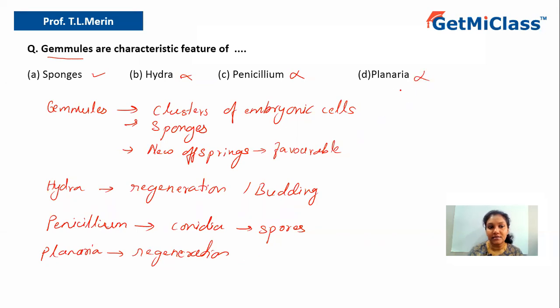So what is the correct answer according to the question? The question says gemmules are the characteristic features of, it should be sponges. So let us conclude the answer. The answer will be option A, that is sponges. Sponges contain gemmules for their reproduction.